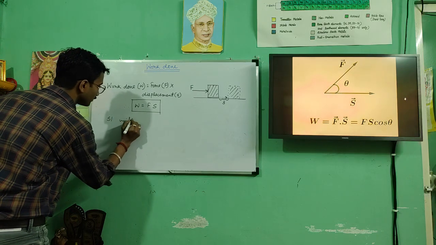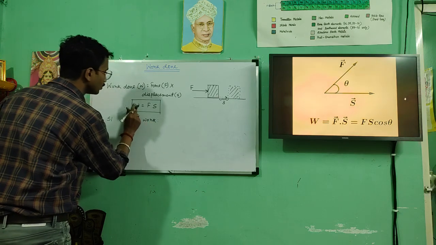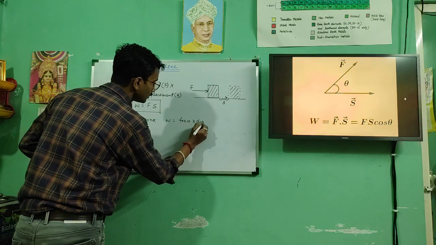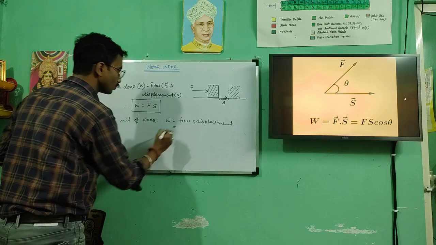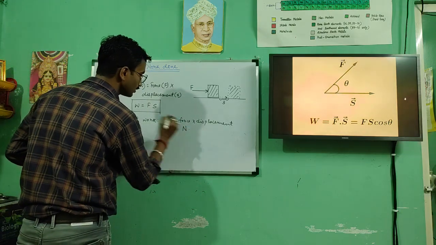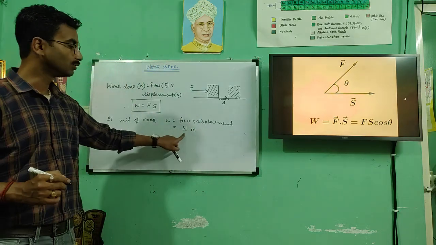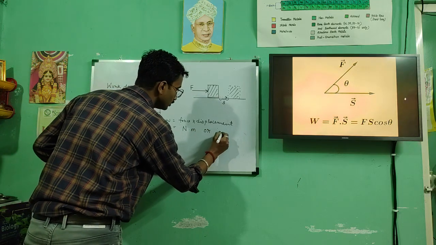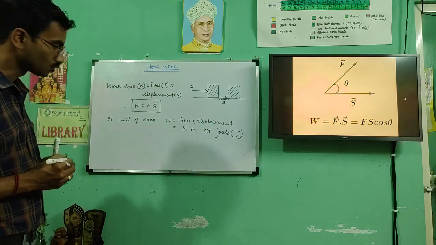SI unit of work. So, what is the SI unit of work? We know that W equals to force into displacement. Clear? So, what is the SI unit of force? We know that SI unit of force is Newton and displacement is meter. So we get Newton meter. This is also known as joule.